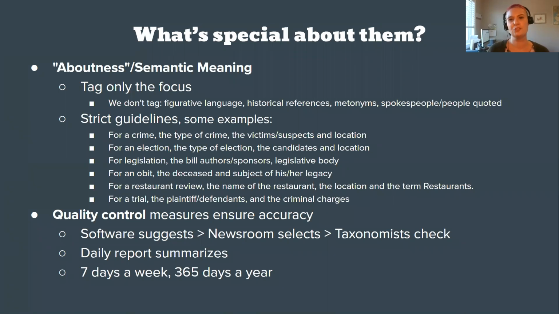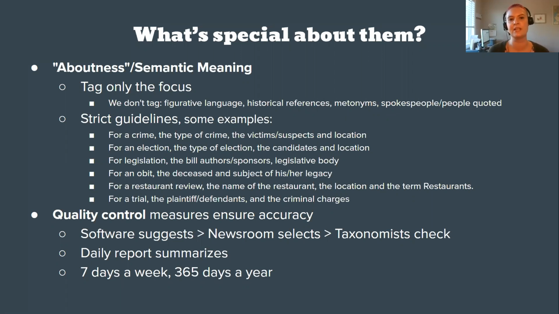Some examples of strict guidelines we have that are hard to do with something like machine learning are, if we have a crime, we would tag the crime, the victims, the suspects, but we wouldn't tag the neighbor who said they saw something or the police chief who's giving a report on the investigation. So we're able to zone in on the people and their role in the story as opposed to them just being people who appeared in the story. Same thing with legislation for a bill. We're not going to tag everyone quoted as giving an opinion on that legislation, but we are going to tag the people who sponsored the bill, that sort of thing.